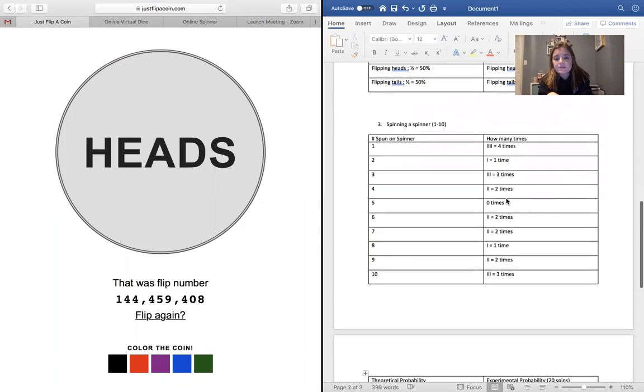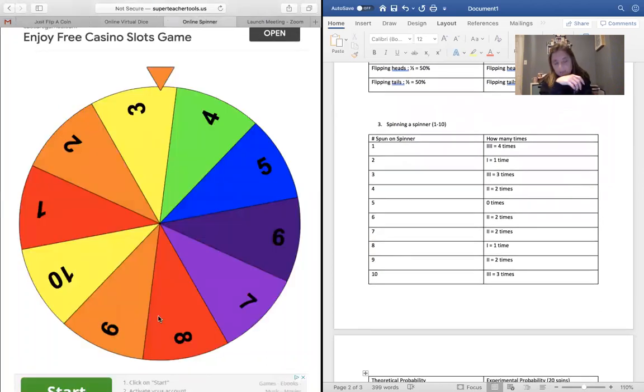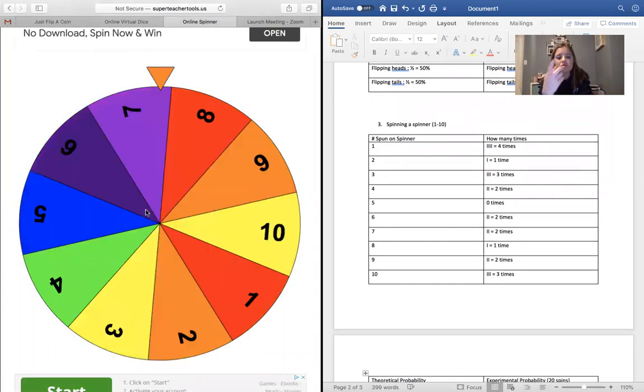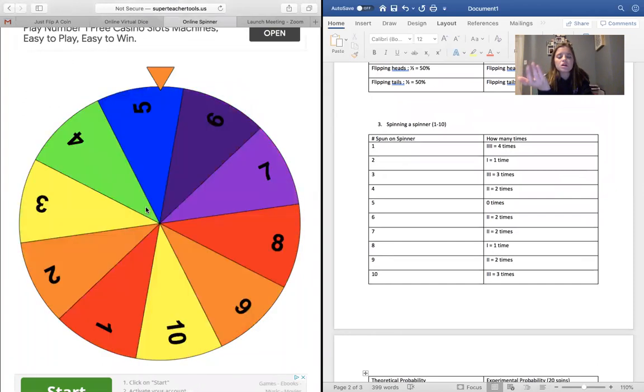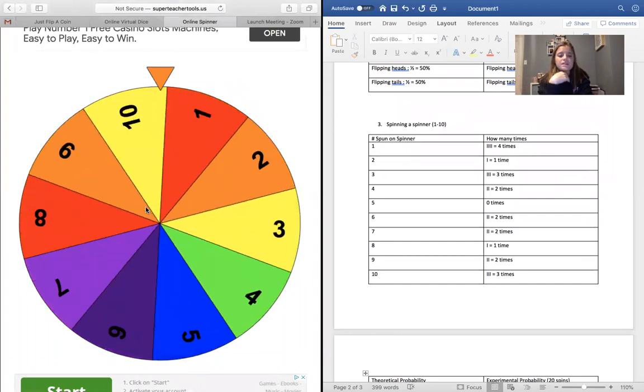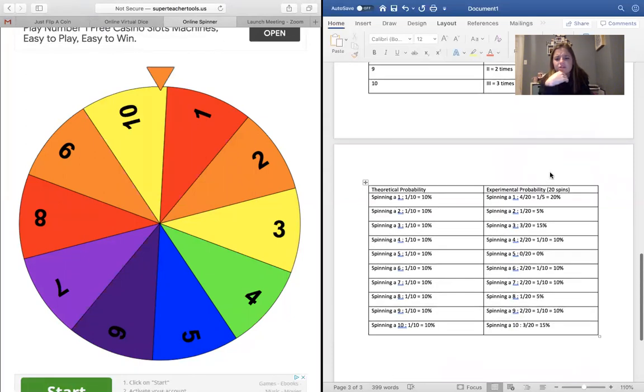And then last but not least, I was spinning a spinner. That is here, it's out of 10. You just click, it spins, you keep track. That's a 4, that's a 10, you just write it down, or you can keep track in a table, how I have it here. I got a 1 4 times, a 2 1 time, a 3 3 times, and so forth. You can see my table. Below, I transferred everything over.